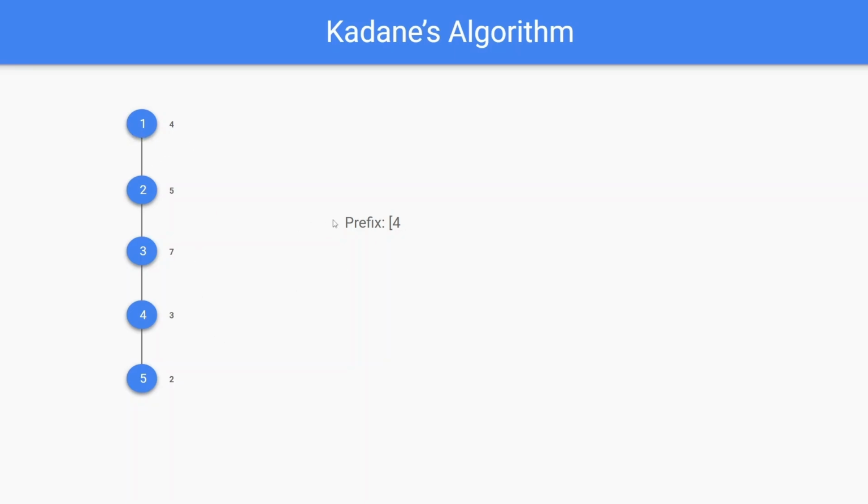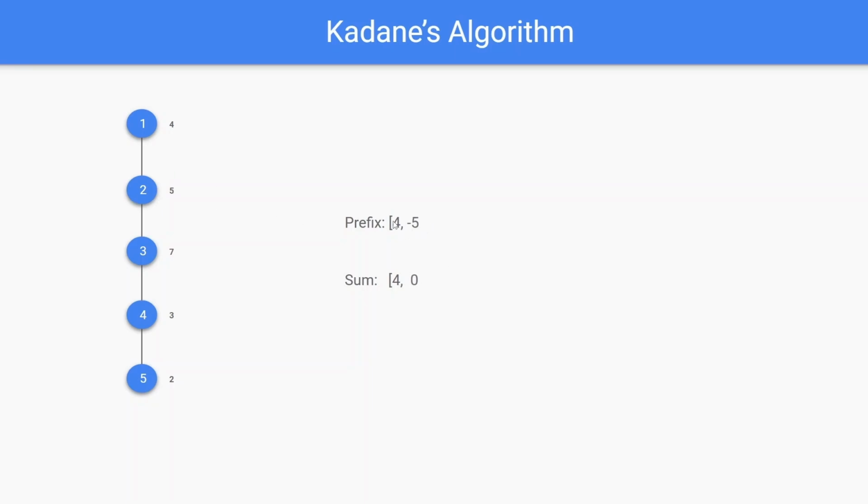So I'll start from the root, which has value 4. So this is my prefix. What is the maximum suffix sum I can have if my only array is 4? The maximum suffix sum I can have is 4 only, right? Simple. I'll move on to the next node, which is node 2, and its value will be -5, because the next node will be negative.